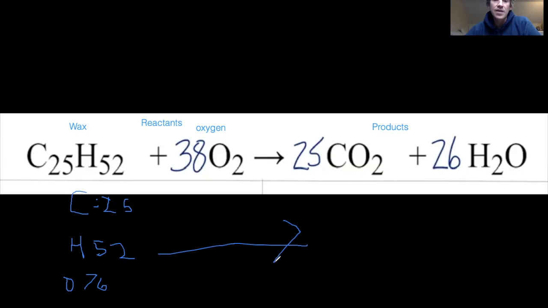And that's the two things you were seeing in the experiment. You were changing wax and oxygen into carbon dioxide and water. And that demonstrates the law of conservation of mass. I'm going to do one more demonstration that demonstrates the law of conservation of mass and also demonstrates balancing a formula like we did here.